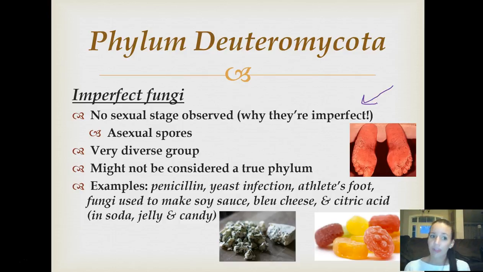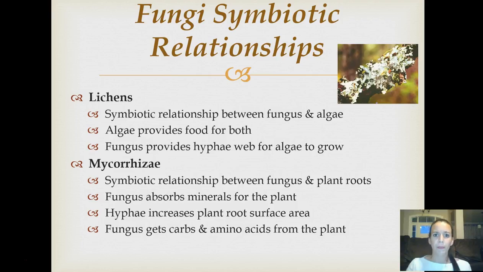Examples of these imperfect fungi are things like penicillin, yeast infections, athlete's foot, and the fungi that's actually used to make foods like soy sauce, blue cheese, and citric acid, which is in a lot of soda, jellies, and candies. So imperfect fungi are very important to some food items that we like, but they also cause some not so nice infections.